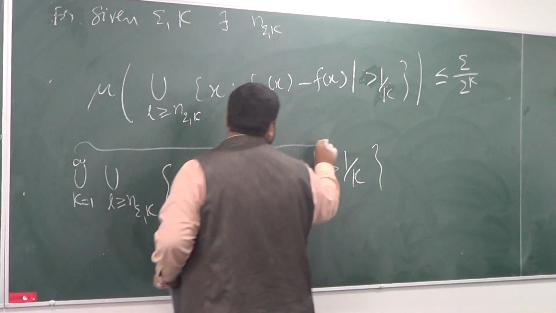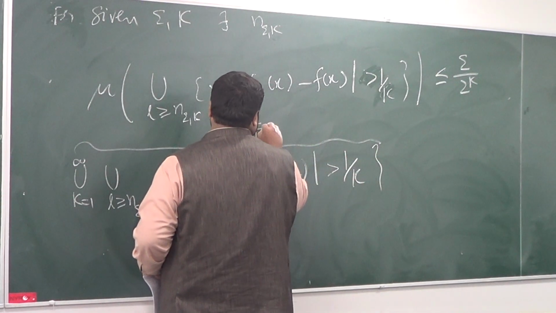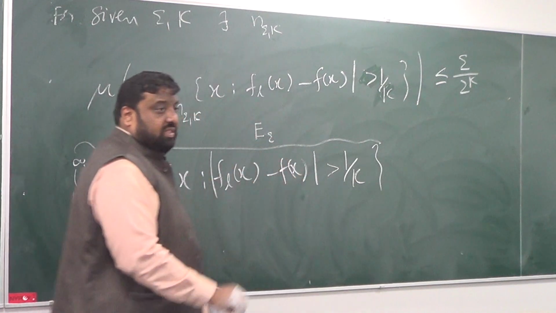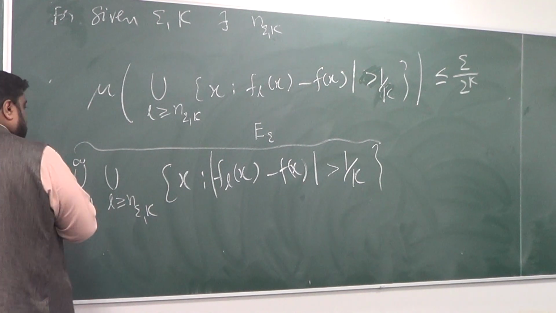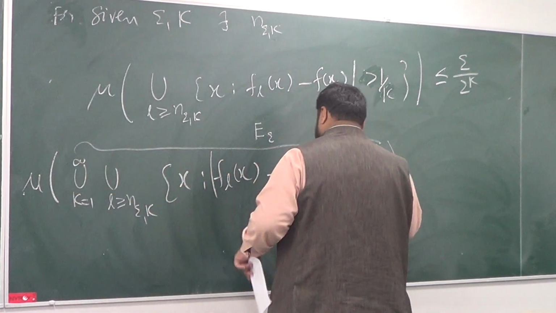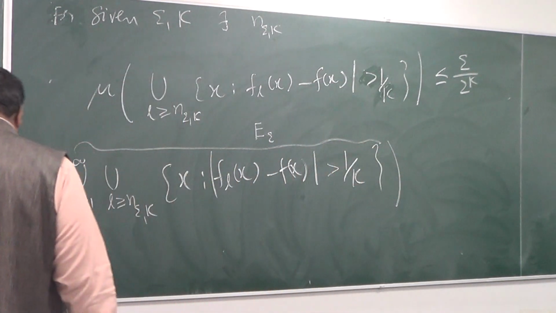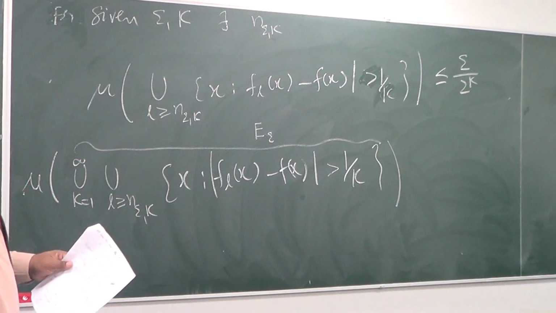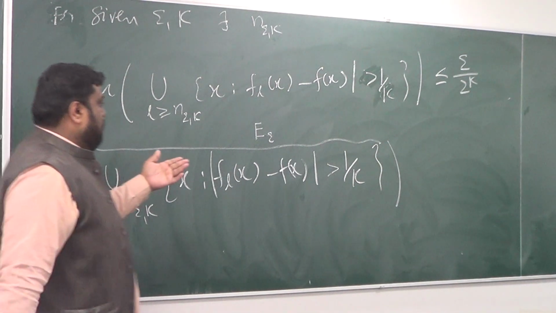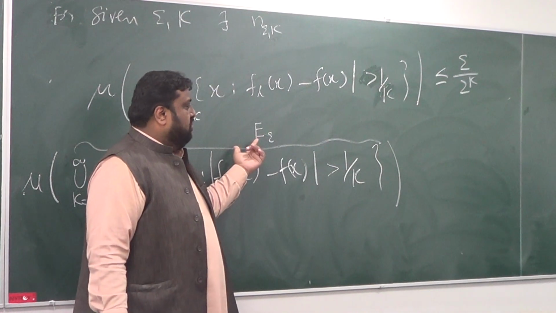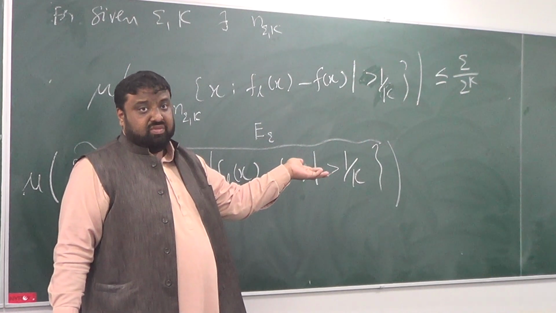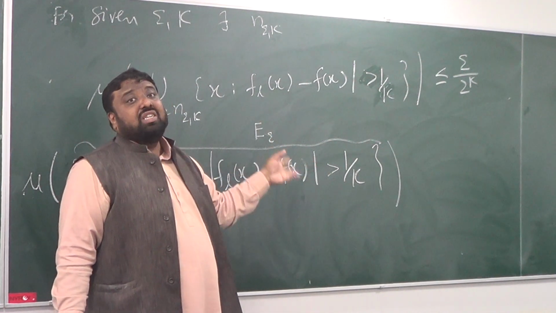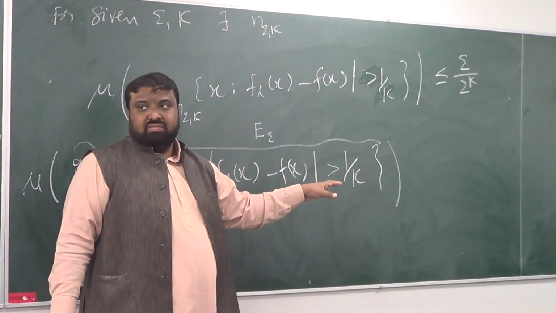Call this set E epsilon. That's something that you are looking for actually. What would be the measure of this set? I know the measure of this set E epsilon should be less than my choice of epsilon, and on its complement I must have uniform convergence.